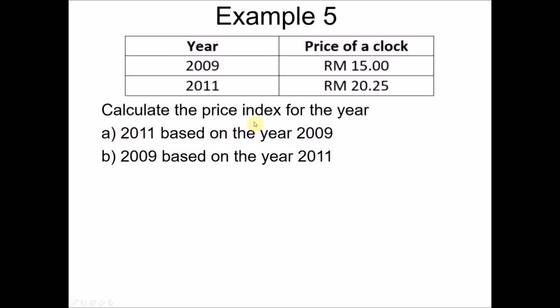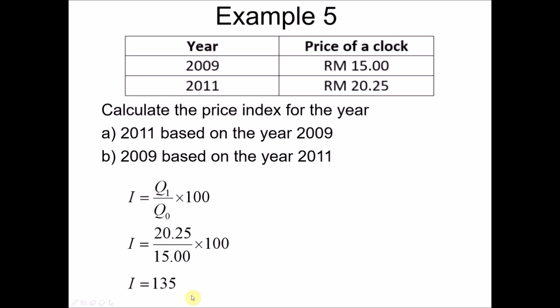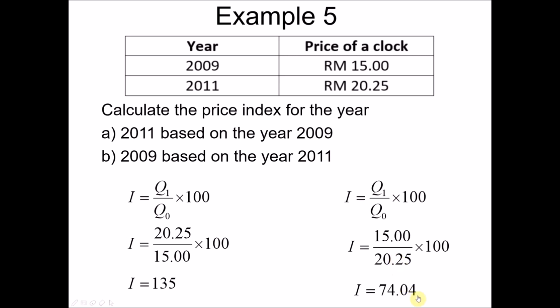So for question A, okay, price index, we use the formula. 2011 is 20 ringgit 25 cents, so Q1 is 20.25. Based on the year 2009 means Q0 is the price for the base year, which is 2009, 15. Okay, so you calculate, you get 135. Now question B, we use the formula again. This time Q1 is the price in the year 2009, which is 15, and Q0 is the price in the year 2011, which is 20.25, and you get 74.04. So from this example, you know that base year can be any year. It does not have to be the previous year.